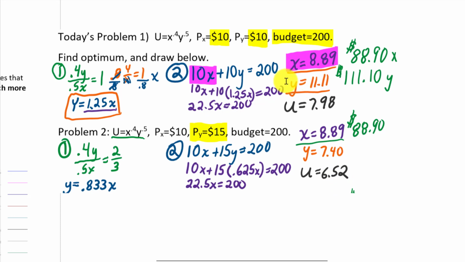The person buys less Y. Instead of 11, they're buying 7.4. And their utility goes down, from 7.98 to about 6.5 here. So the person feels worse. They feel poorer, in other words, right? When you're poorer, you don't have as high a utility because you can't buy the same things that would make you as happy as before.